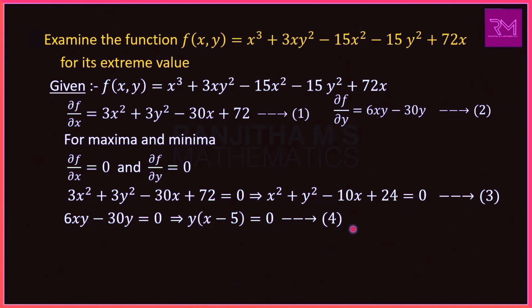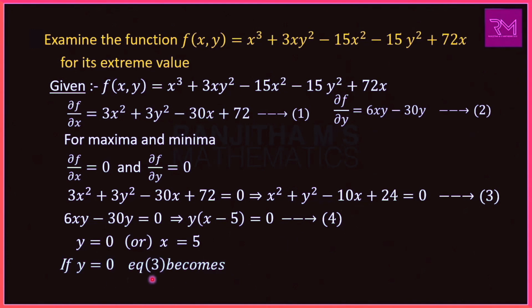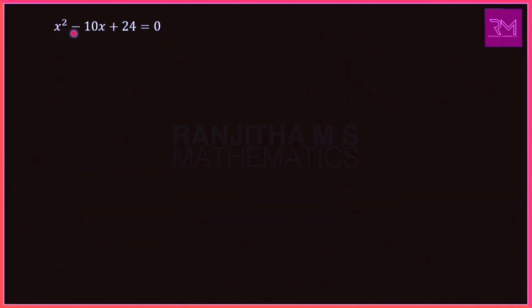In equation 3 and equation 4, consider equation number 4, that is y into x minus 5 equal to 0. We get y equal to 0 or x equal to 5. Substitute y equal to 0 in equation number 3. If y is equal to 0, equation 3 becomes x square minus 10x plus 24 equal to 0.